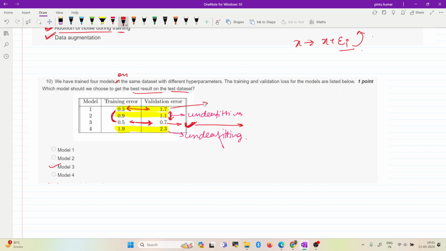So the first case is overfitting, these two are underfitting, and this is the case that we should go for, model 3. Okay. Any doubt in today's content that we have covered?